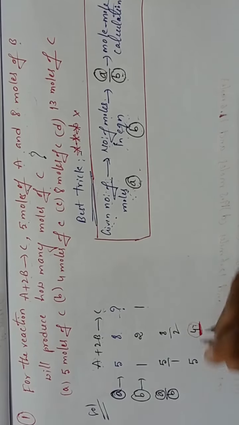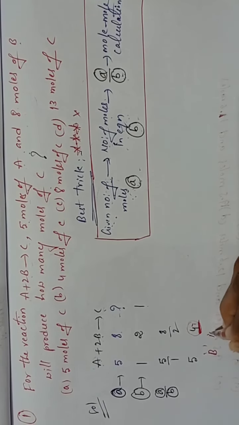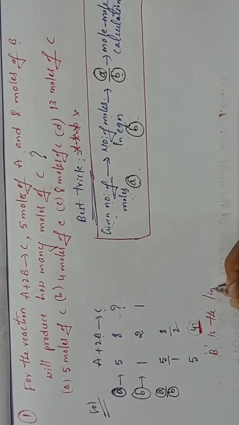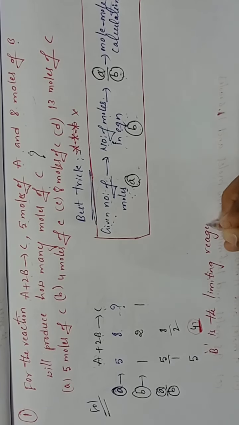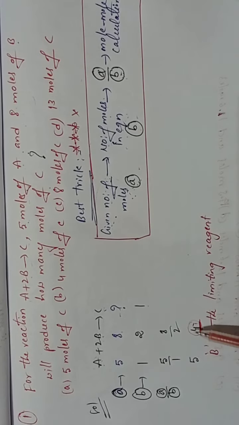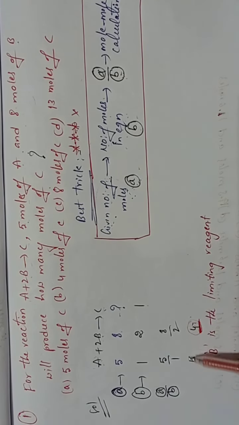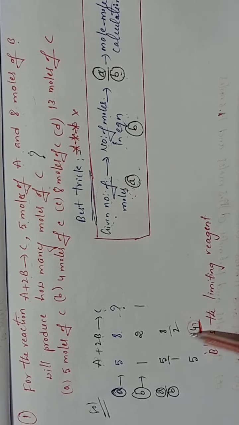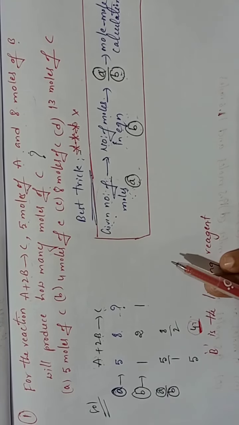Clear, students? Which is the limiting reagent now? B is the limiting reagent. It is less present in the equation, correct? So after the A by B calculation, what you have to check, students? Whichever has the smallest value, that reactant is acting as the limiting reagent. So it is the limiting reagent.